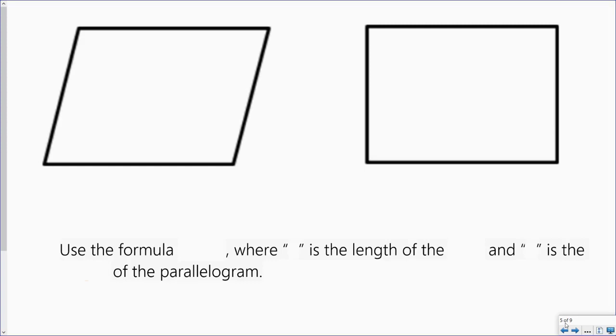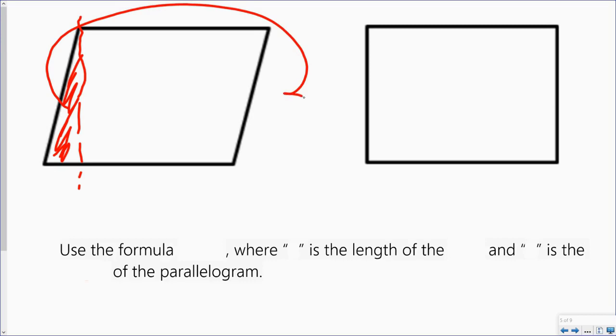So if I take a parallelogram and I was to cut it right here, that gives me a triangle on this side. If I was to take this triangle and move it to this side, it would fill in this spot here, which would basically give me a rectangle.